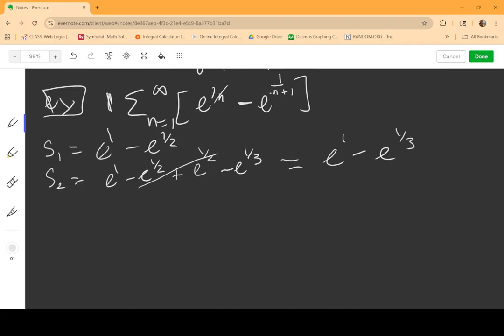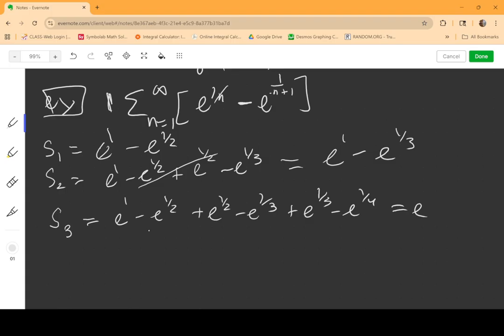All right, let's do one more, and I think we can probably establish a pattern here. So the third partial sum would look like this. First terms as before, and then for the third one, plus e to the 1/3 minus e to the 1/4. And notice here that in this case also the middle terms cancel out, and we're left with this.